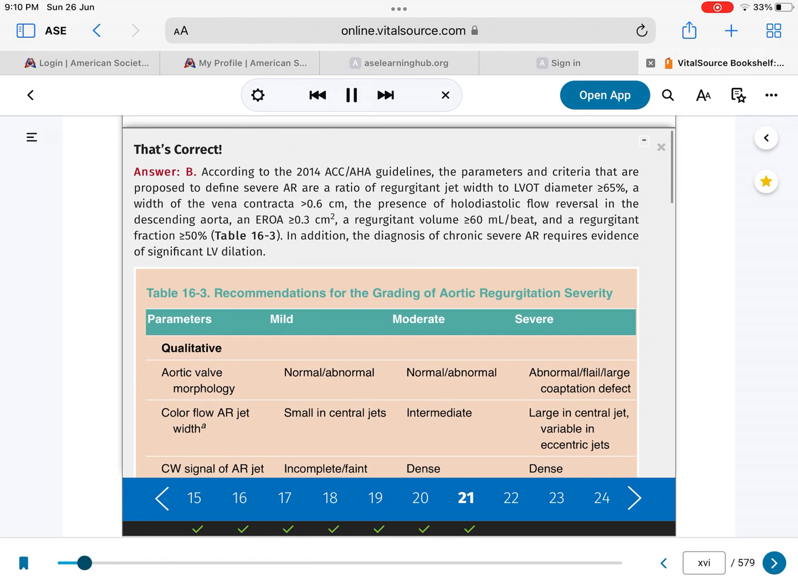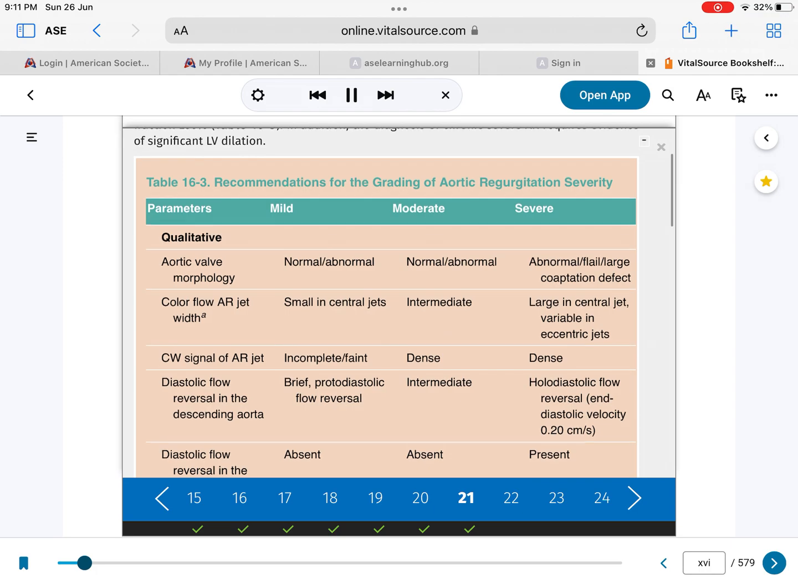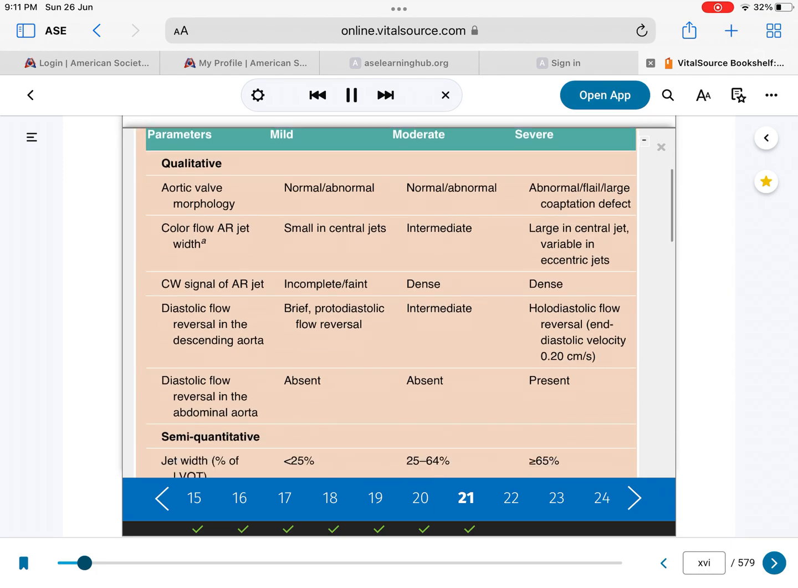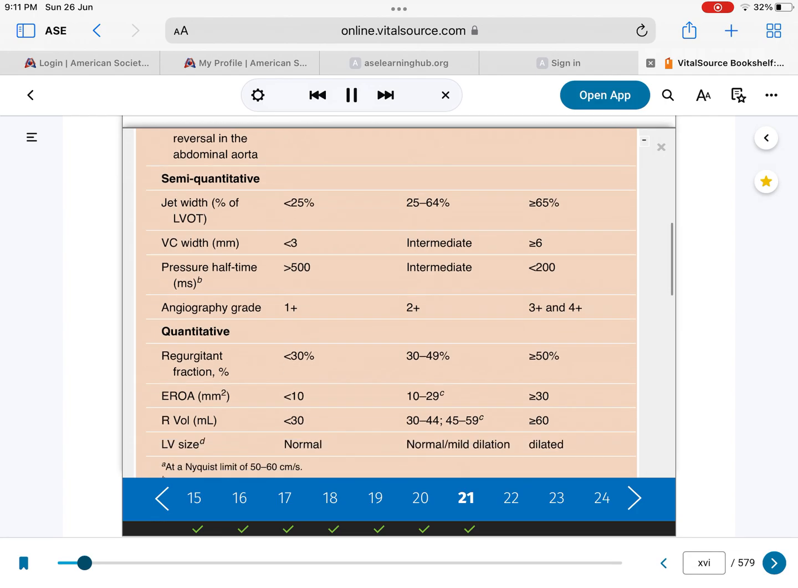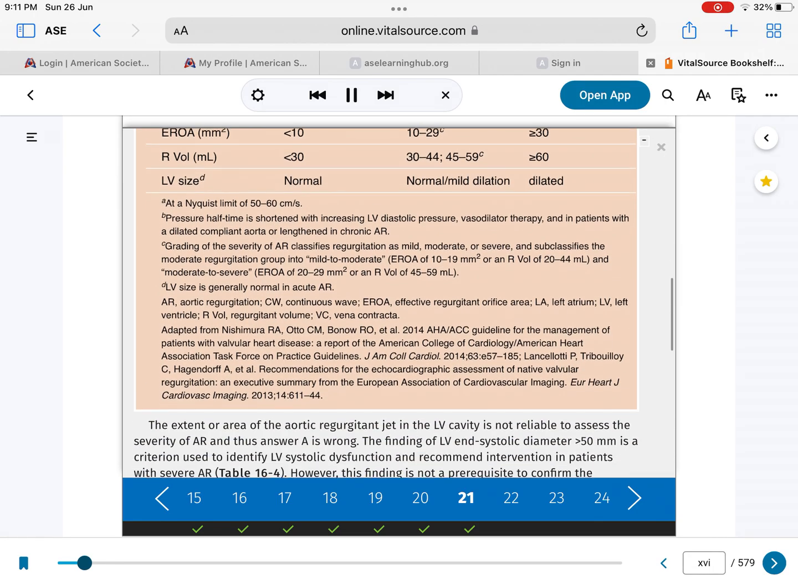21. Which of the following statements regarding severity of AR is correct? A. Aortic regurgitation is severe because the aortic regurgitant jet extends below the midventricular level and the area of the jet is large. B. Aortic regurgitation is severe because EROA is more than 0.3 cm2 and there is a holodiastolic flow reversal in the descending aorta. C. Aortic regurgitation is not severe because LV end systolic diameter is less than 50 mm. D. Aortic regurgitation is severe because there is a holodiastolic flow reversal in the descending aorta and the LV ejection fraction is less than 50%.